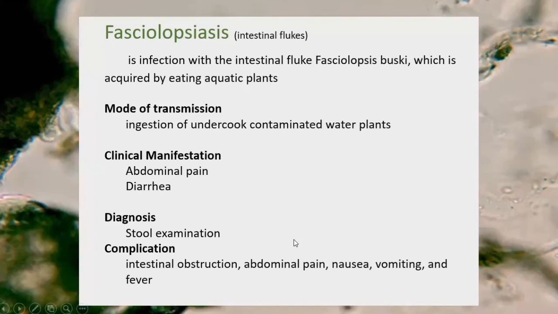And then next is Fasciolopsiasis. This is a type of intestinal fluke, Fasciolopsis buski, which is acquired by eating aquatic plants. Mode of transmission is ingestion of undercooked contaminated water plants. Clinical manifestations are abdominal pain and diarrhea. The diagnosis is stool examination to check for presence of parasites. And the complications are intestinal obstruction, abdominal pain, nausea, vomiting, and fever.